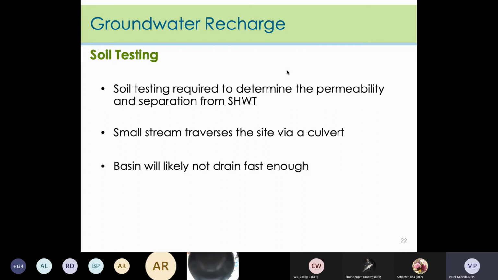Another added layer to this site was that there's a small stream that traversed the site via culvert that may or may not have been impacted by the construction of the infiltration basin. Nonetheless, though, even though it has not been seen as an issue yet, the basin is likely not to drain fast enough. And it's one of those things that we understand it's going to be a problem, but since it's underground, it's not really getting pushed to be fixed. And that's something that should be worked on.